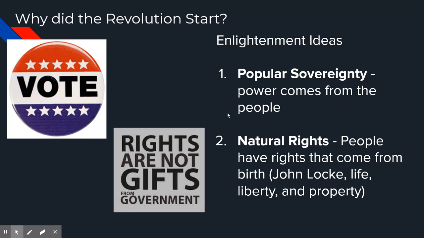This is all about that idea that we learned in 3.4, the relationship between natural rights and the social contract. If the king breaks the social contract, the people, the colonists, have the right to rebel against the king.